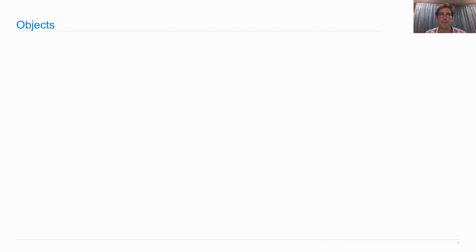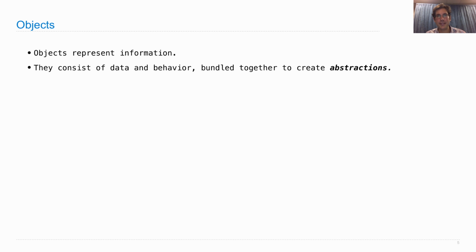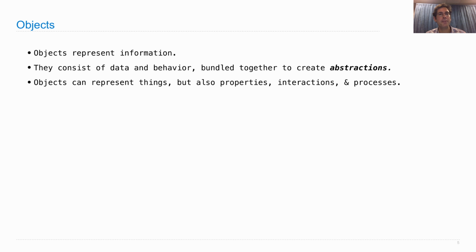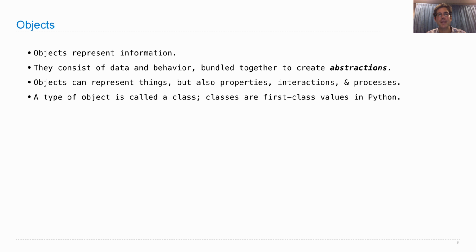Now, you saw in that demo that every time I took the type of something, it was printed out as class int or class float. What you're seeing there is an aspect of the object system in Python. So what's an object? Well, objects are used to represent information. And they consist of both data, the information itself, and some behavior associated with that data that are bundled together to create an abstraction. So objects can represent things, such as numbers, but also properties or interactions or processes, or anything that you can imagine representing in a computer. And the type of an object is called a class. Classes are actually first-class values in Python, meaning they can be passed around and manipulated as well.